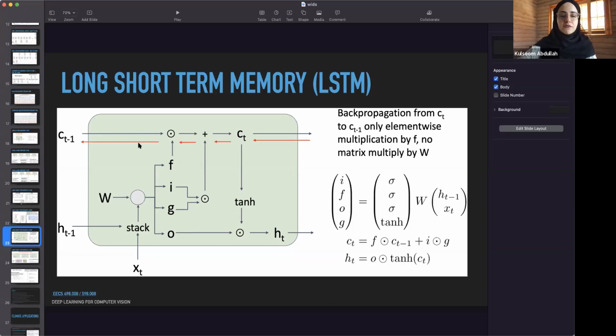So now the advantage of this too, here you can see in more detail at the top, is that when you're doing the backpropagation, you don't have to multiply by the weight matrix anymore. You're only doing an addition and an element-wise multiplication by the cell, the gate. And this allows you, as you go back in time, to not lose information and not have the gradient problem.